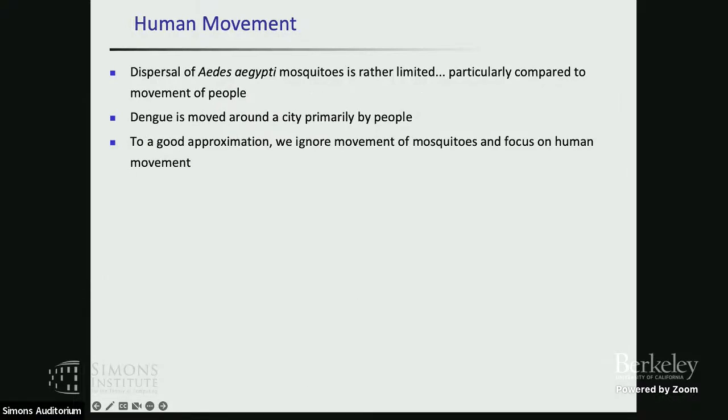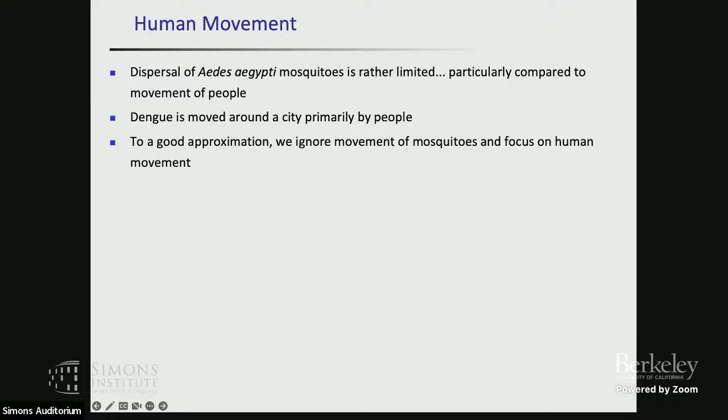Okay, so I'm going to now think more about human movement, the problem of people moving around the city and transmitting dengue. One thing you should know about Aedes aegypti is that they are rather lazy compared to, say, malaria mosquitoes. They tend not to move very much. Particularly, they don't move much compared to people.